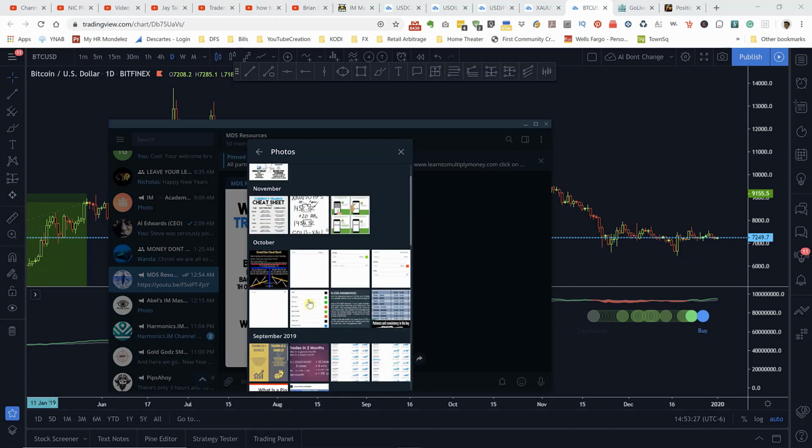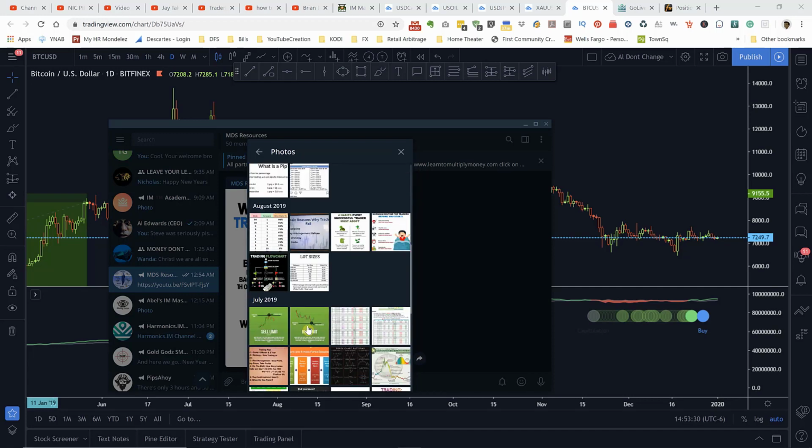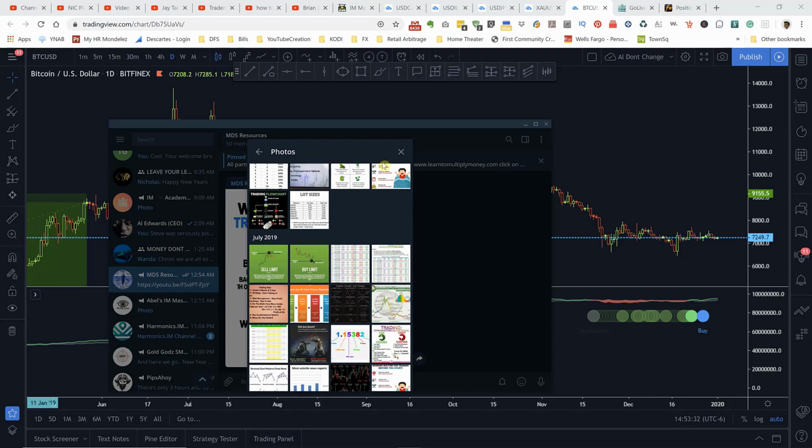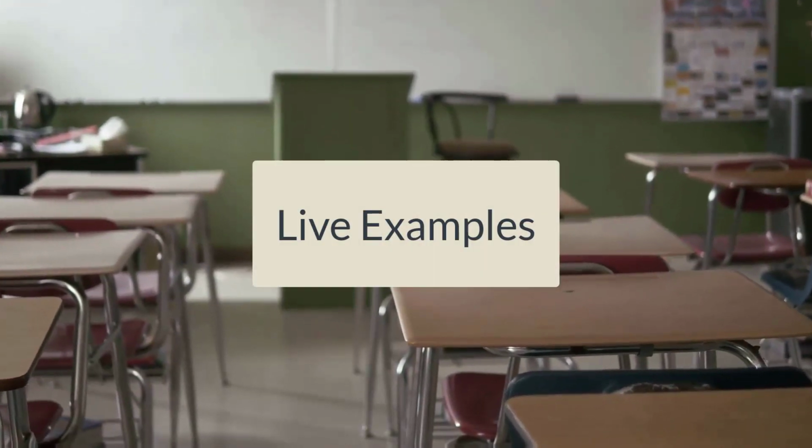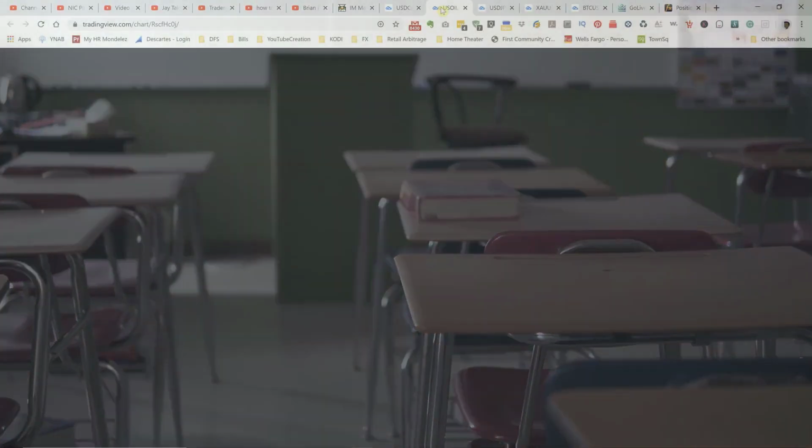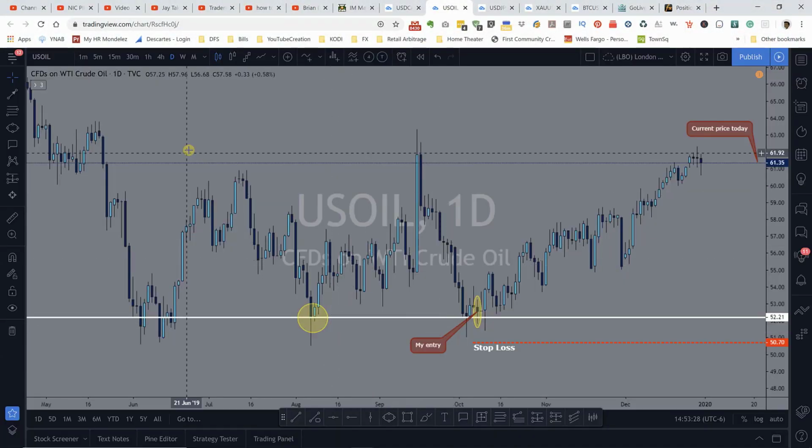All right, so those are order sizes. That's going to be lot sizes. We talked about that. Now let's look at it in the real world. Let's go ahead and look at it on the chart. So here's a US oil trade that I took. Now I'm trading on the day chart.